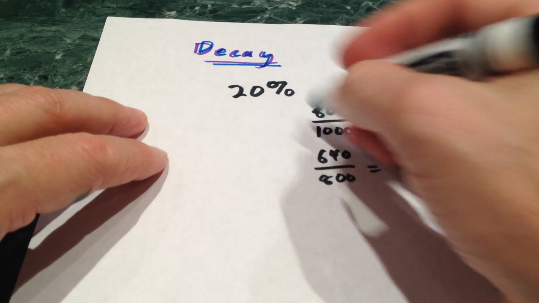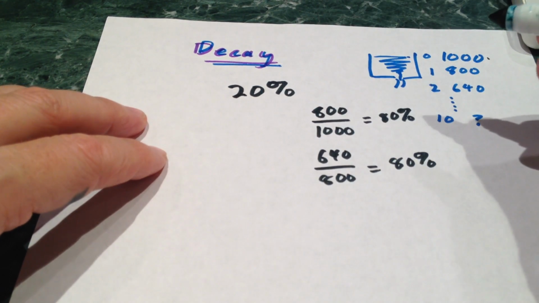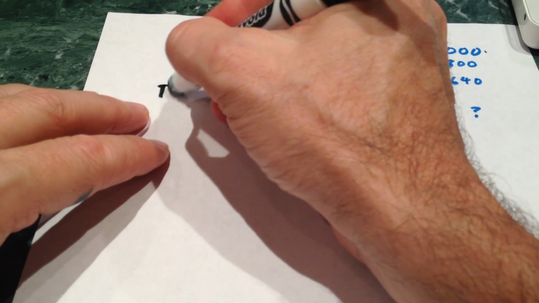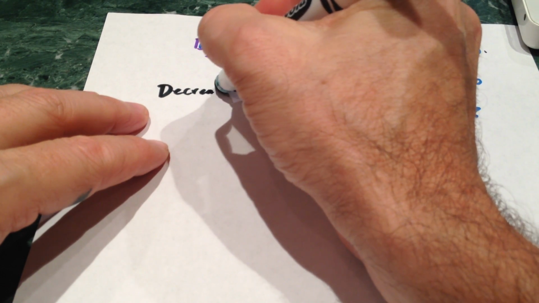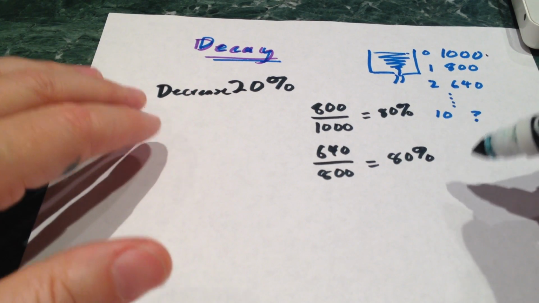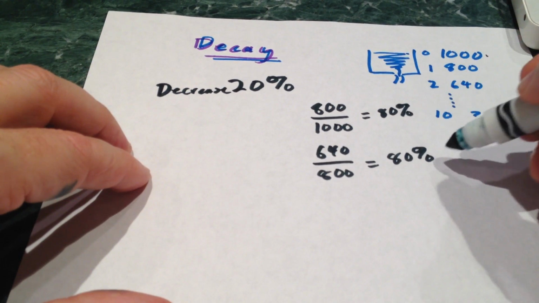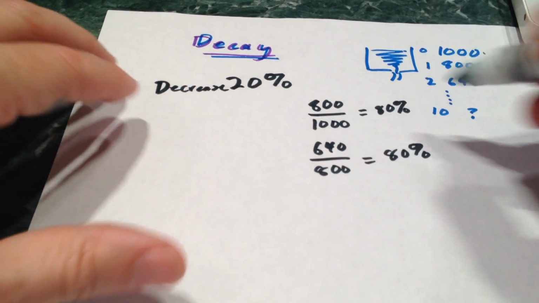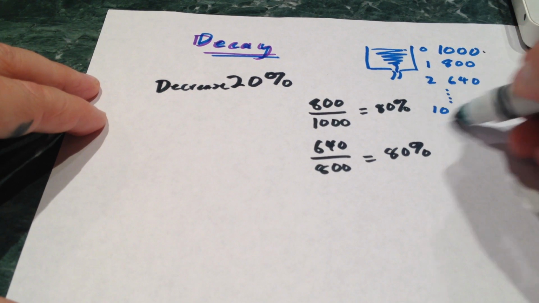And you're like, well, how did you get 20%? I'm getting a little ahead of myself, but this is actually a decrease of 20%, or it's doing 80% each time. If I'm getting 80% each time, I'm actually decreasing by 20%. We'll come back to this. So the question is, what happens at 10?